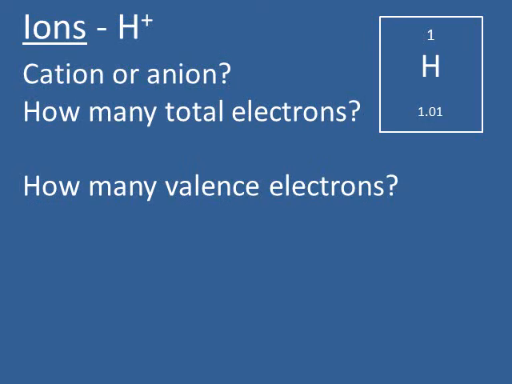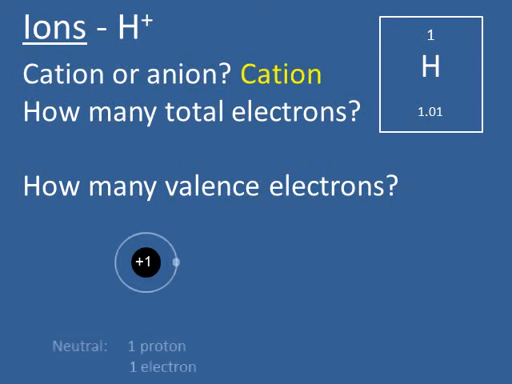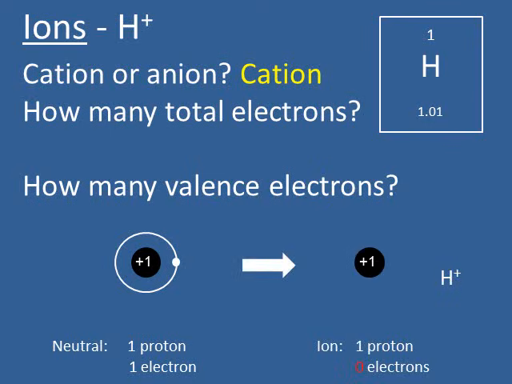Hydrogen ion, in this case, is a cation because it has a positive charge. We see in its orbital diagram 1 positively charged proton at the center and 1 negatively charged electron surrounding it. That 1 lonely valence electron is often lost, thus giving hydrogen ion a net +1 charge. Total electrons are 0, and of course total valence electrons are 0.